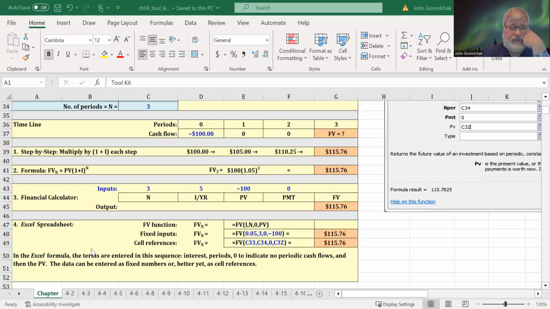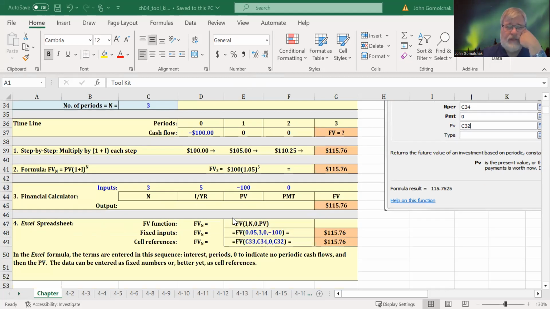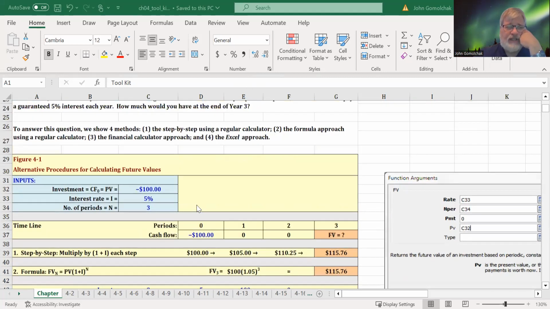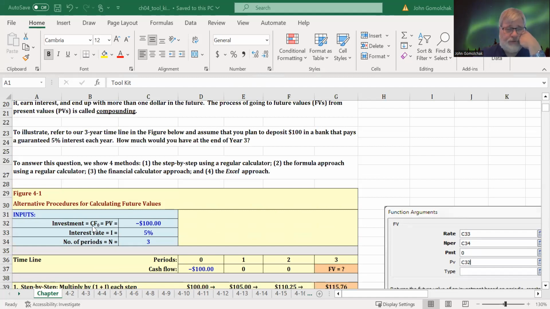Okay, so you can see that what they did was set up, and they only used the three. I had my input chart having the six, but they had the investment, the interest rate, and the number of periods. So those are the three that you need.